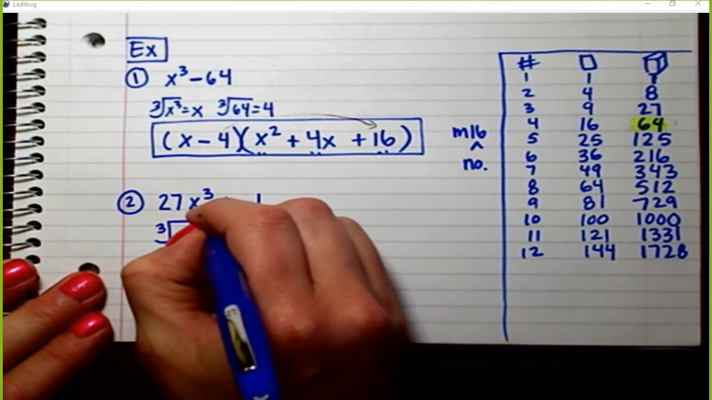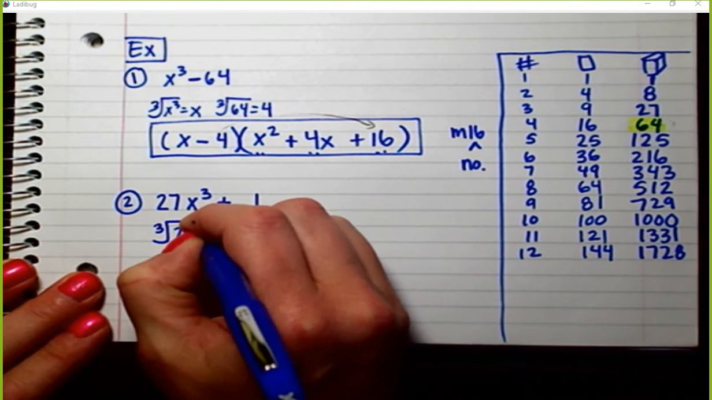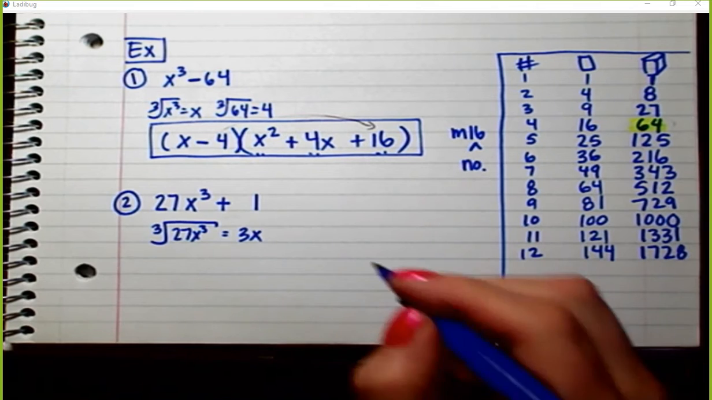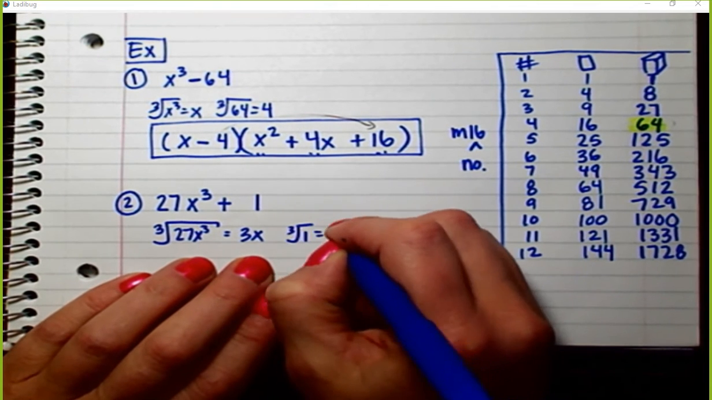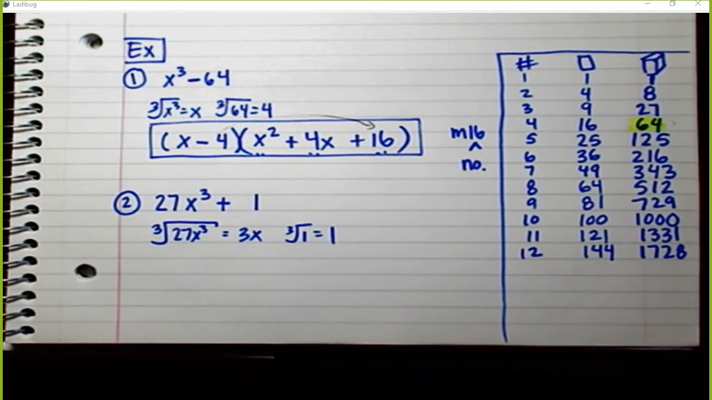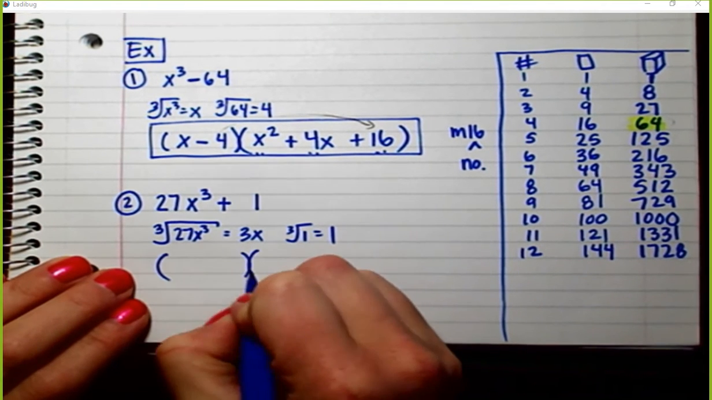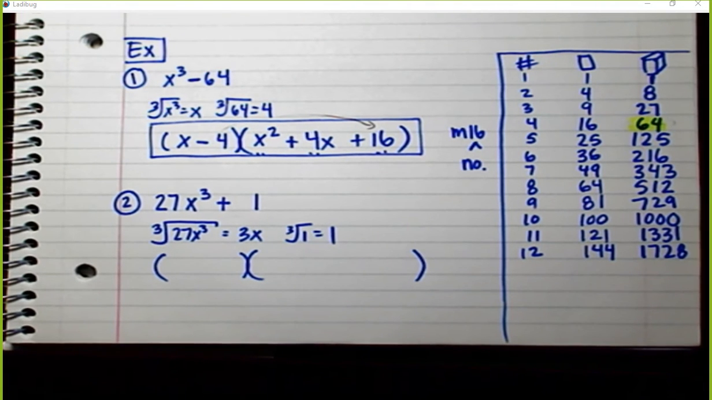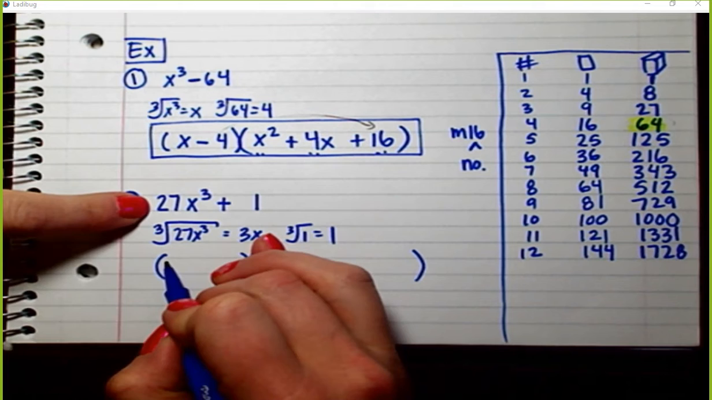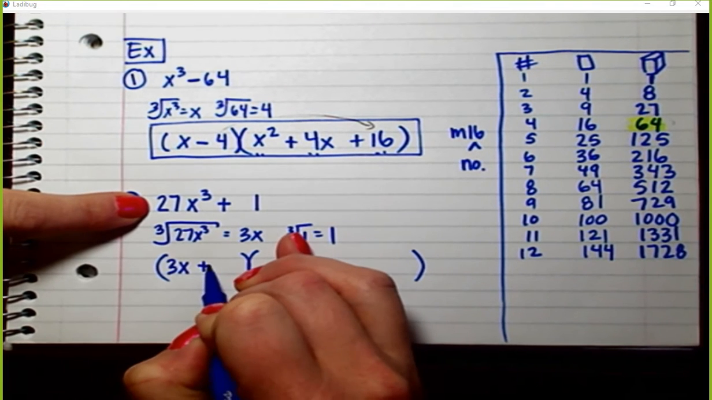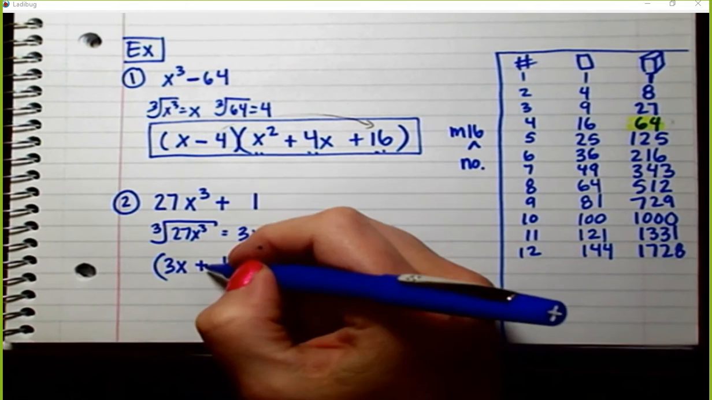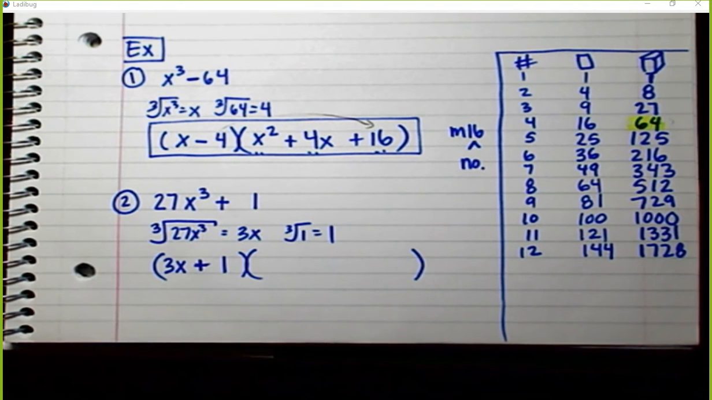The cube root of 27x cubed is 3x, the number and the variable. Now, the cube root of 1 is just 1. Ones are just 1. Okay, I've got my two numbers. Let's write the pattern. One little, one big. 3x plus 1. That's the first factor.